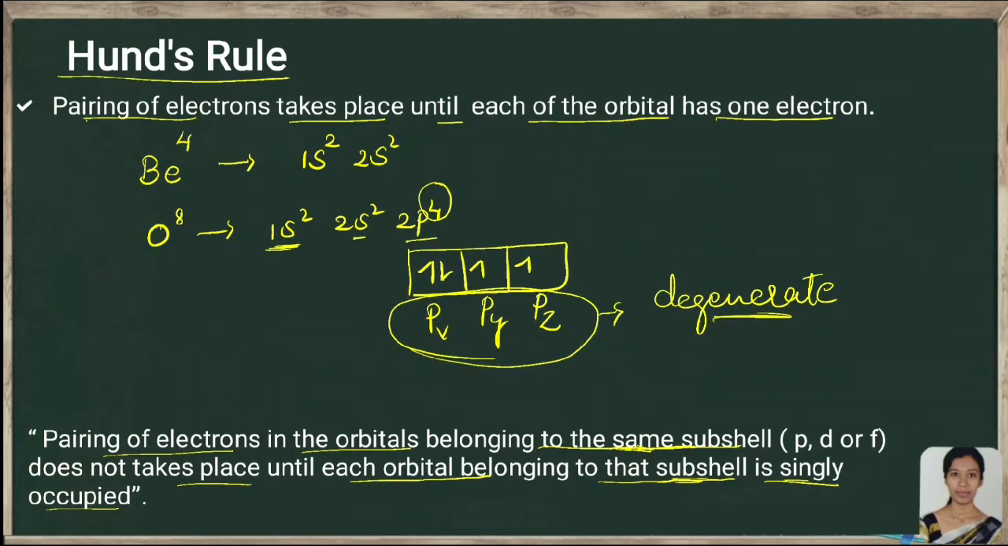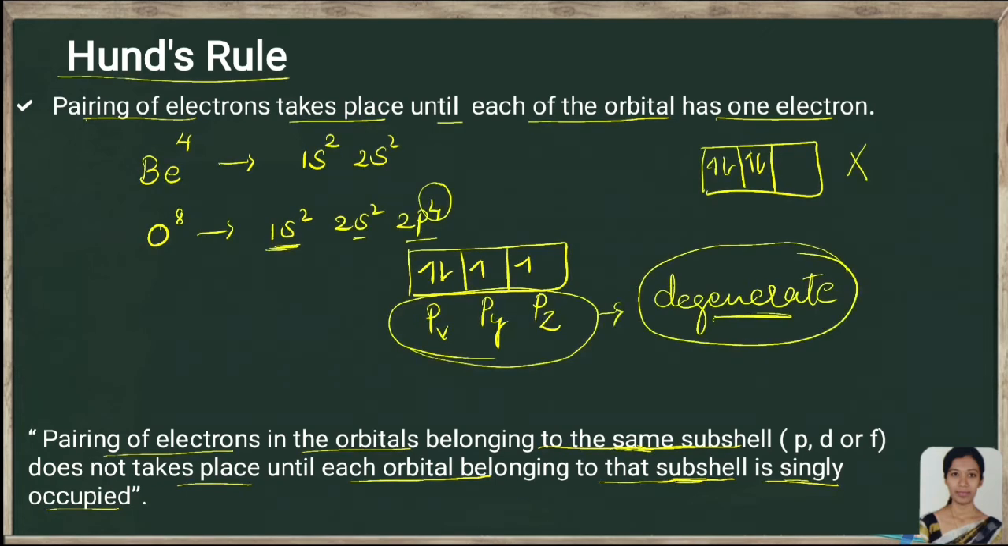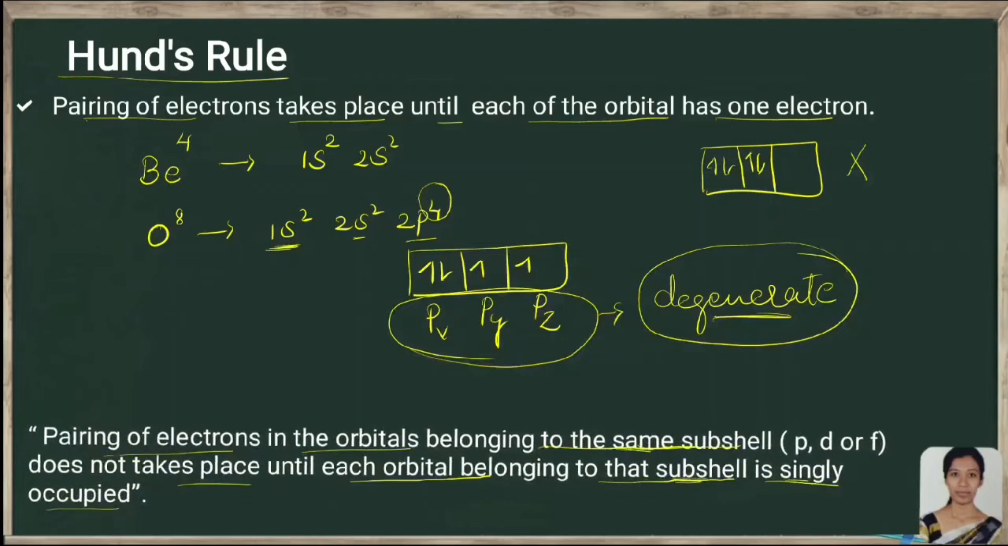This is Hund's rule. These are the degenerate orbitals. If you fill like this, it is the wrong way of filling electrons. This is the right way. First we need to fill one electron in each orbital, then the pairing starts when we are filling degenerate orbitals. This is Hund's rule.